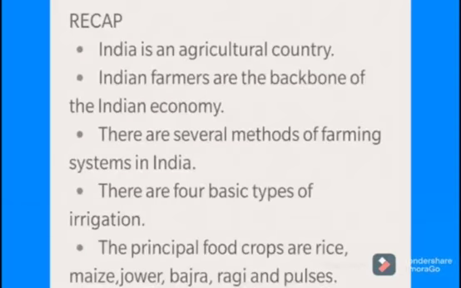Let us see the recap. India is an agricultural country. Indian farmers are the backbone of the Indian economy. There are several methods of farming systems in India. There are 4 basic types of irrigation. The principal food crops are rice, maize, jowar, bajra, ragi and pulses.